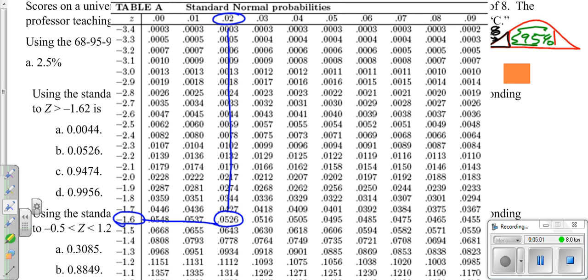Now, your table A here always tells you what's less than. So I'm going to mark that down.